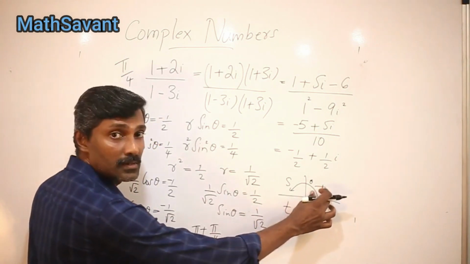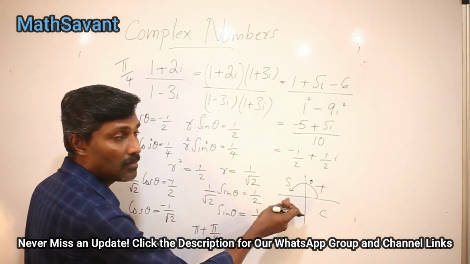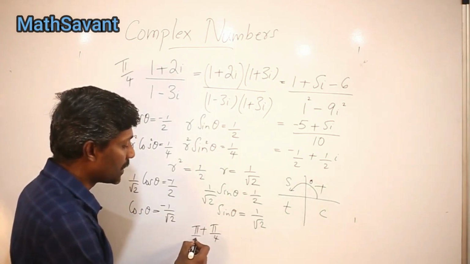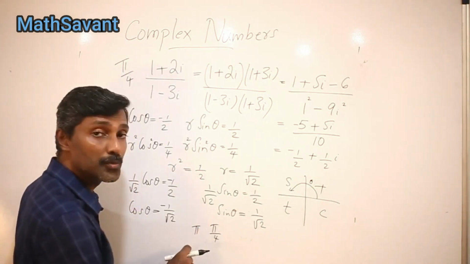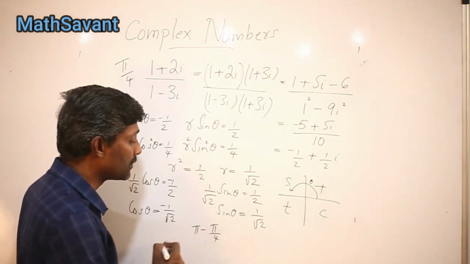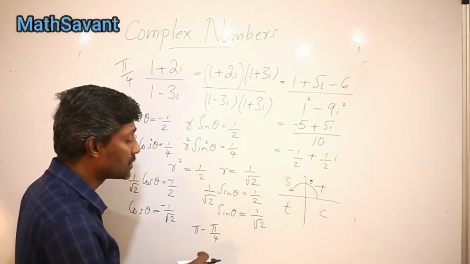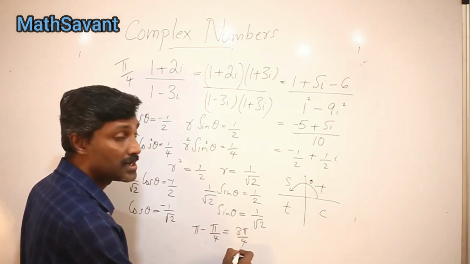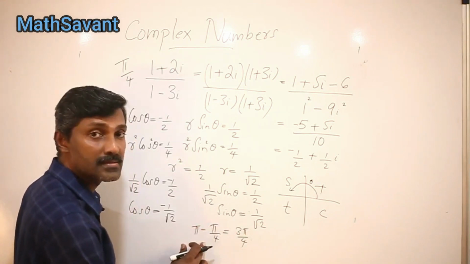So this is the first quadrant which is 0 to pi by 2. This is the second quadrant which is pi by 2 to pi. So it is either pi by 2 plus pi by 4 or it is pi minus pi by 4. So we can write it as pi minus pi by 4, okay. So this angle is 3 pi by 4. When you take the LCM, 4 pi minus pi is 3 pi, so 3 pi by 4 is the angle.